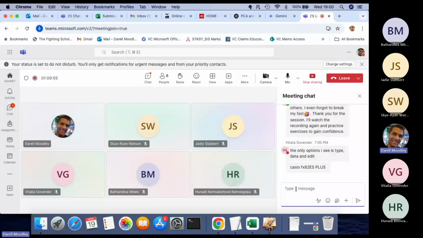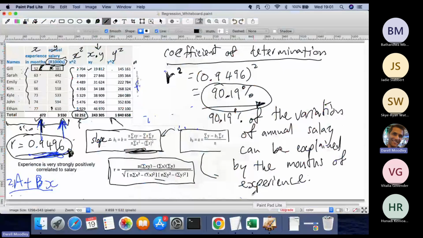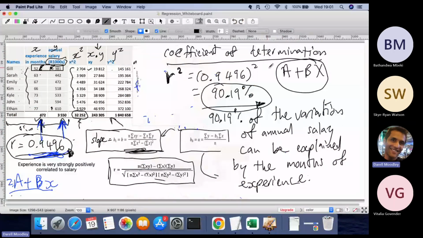Okay, so you did have the A plus. Let me go back to the one. You did have the option on your calculator that said A plus BX, right? Is that correct? What number was that option in your calculator? You can do it again if you want. So you can press mode and then clear the whiteboard.